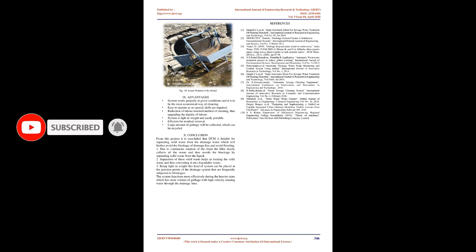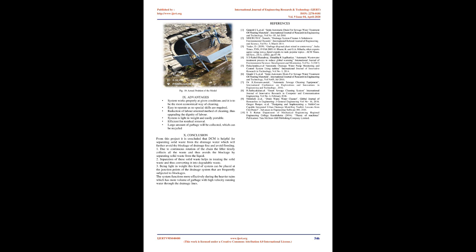Conclusion. From this project it is concluded that DCM is helpful for separating solid waste from the drainage water, which will further avoid the blockage of drainage line and avoid flooding. 1. Due to continuous rotation of the chain, the lifter timely collects all the waste and thus avoids the blockage by separating solid waste from the liquid. 2. Separation of this solid waste helps in treating the solid waste and thus converting it into degradable waste.